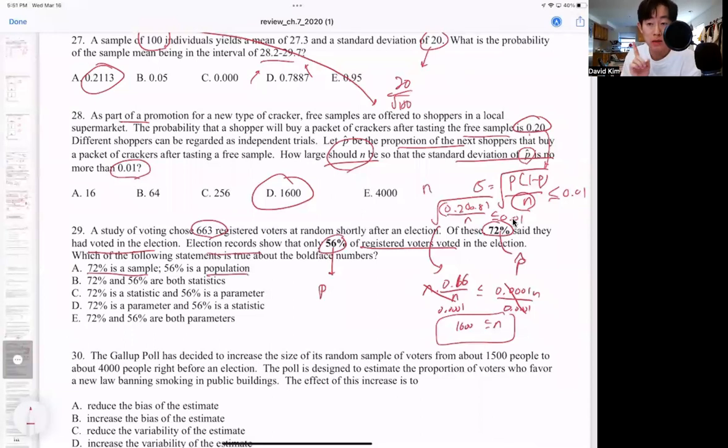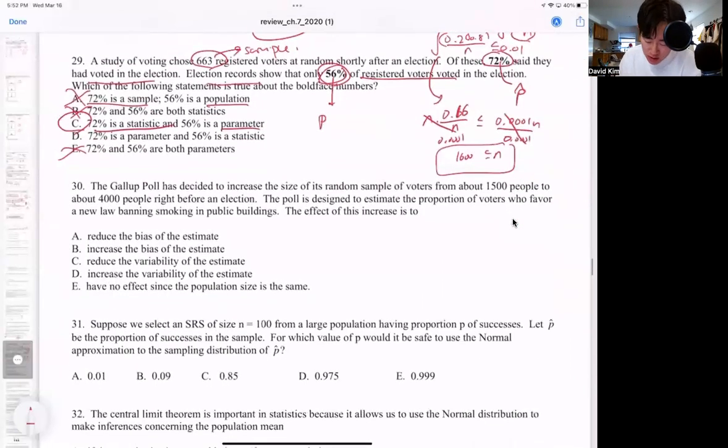When we're talking about sample and population, make sure you do not forget that the percentages are the statistics and parameters, because they're the values the studies give for the samples that we got. The 663 is obviously going to be your sample, not the 72%. So we're going to eliminate all of these, which don't really make any sense. The correct answer for 29 should be C, because 72% is a statistic based upon those 663 registered voters whom you selected. 56% is out of the whole population, so it's a parameter.